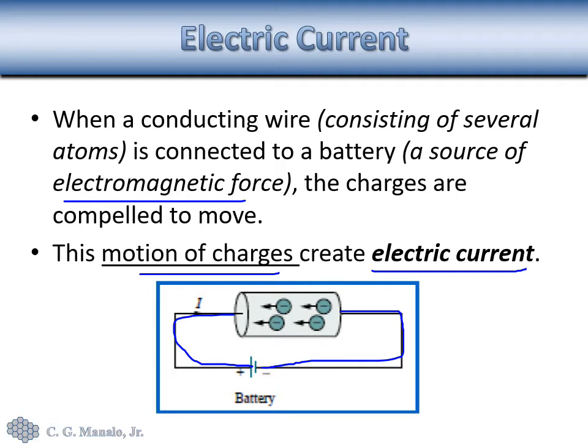Now, by convention, the electrons move from the negative terminal of the source, from here, in that direction. But by convention, we define current to be in the opposite direction. So current is in this direction.